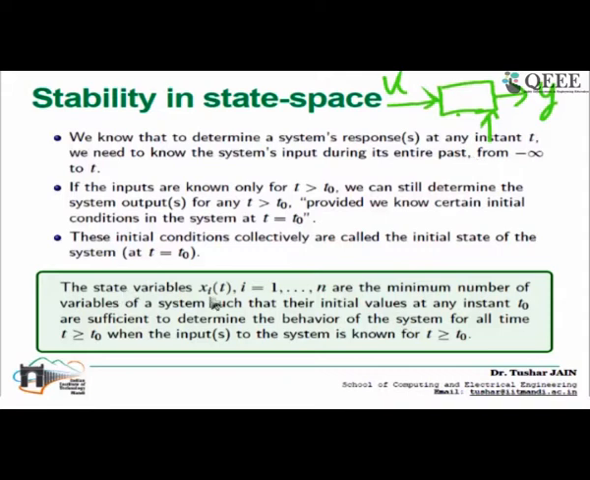So it says the state variables, which are generally denoted by xi of t, are the minimum number of variables of a system such that their initial values at any instant t naught are sufficient to determine the behavior of the system for all time t greater than t naught, when the input to the system is known for t greater than or equal to t naught. So the state is a very important and significant variable for analyzing the system, whether it is a linear system or a non-linear system.